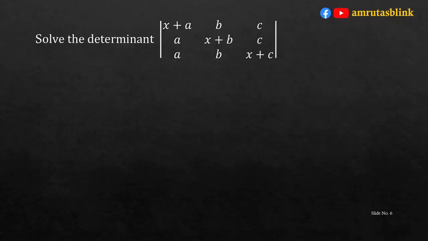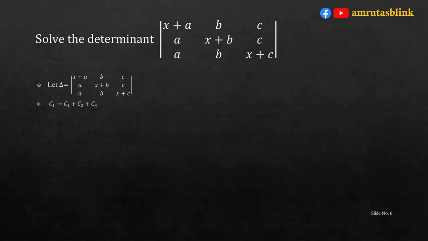Solve the determinant: x + a, b, c; a, x + b, c; and a, b, x + c. Now, let us say delta is equal to the determinant x + a, b and c; a, x + b and c; and a, b and x + c.